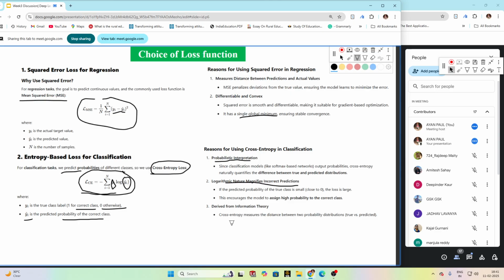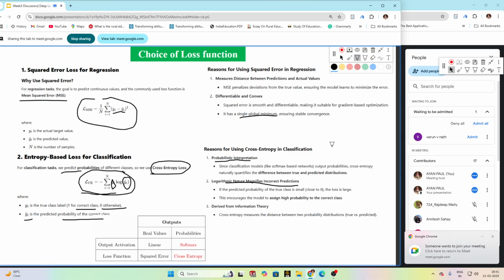And second, it is derived from information theory. This cross entropy measures the distance between two probabilities, the true and predicted probability. The predicted probability is whatever you get as the output of the neuron, and yi is the true probability of the correct class. So these are the reasons we use cross entropy in the case of classification.